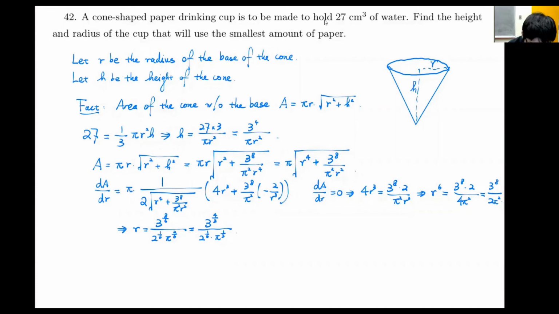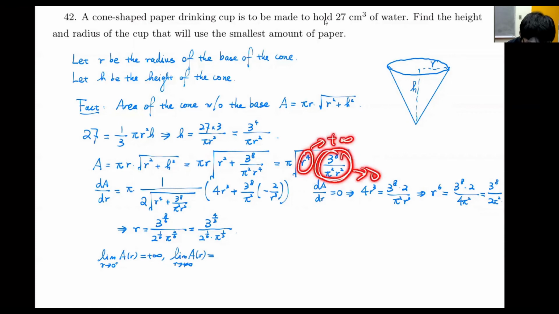Because as you see, the limit of A of R as R approaches 0 from above, if you look at the limit of this guy over here, you will see that this guy goes to 0, but this guy goes to infinity, so that will be infinity. And moreover, the limit of the area as R approaches positive infinity will simply be the limit of this guy plus this guy. Well, the second guy goes to 0, but the first guy becomes very large. So as a result, I know that this limit is going to infinity.